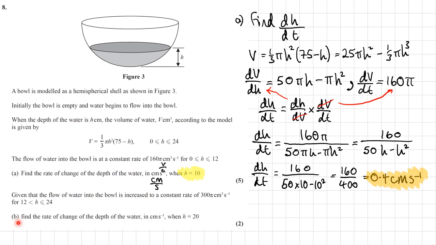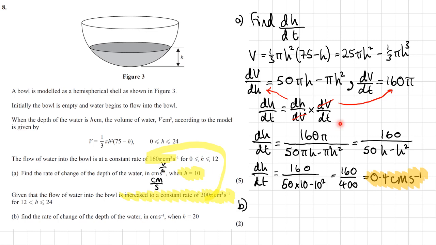Part B: find the rate of change when the depth of water is h equals 20. What changed in part B is that the flow of water into the bowl is increased to a constant rate of 300 centimetres cubed per second. Before that was 160, so we've now changed it to 300, and we want to work out the rate of change when h is 20. So we don't need to go through this whole process again. We just need to look at what would change.